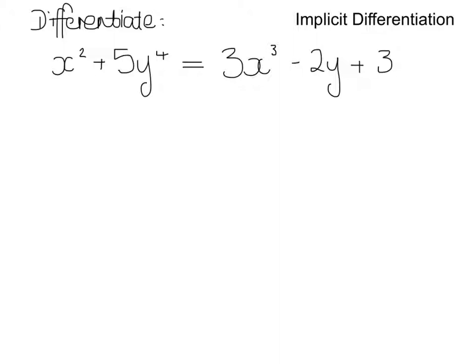So when we've seen differentiation before, we've always ended up with y or another variable equals something, like x squared plus 3x plus 2. That's what we're used to seeing when we differentiate. Sometimes we have to rearrange, that's fine, but we're used to seeing that.